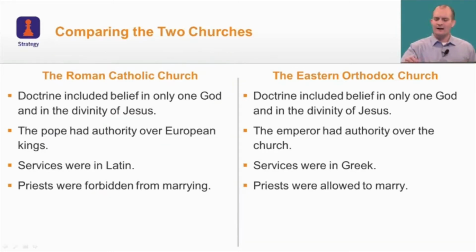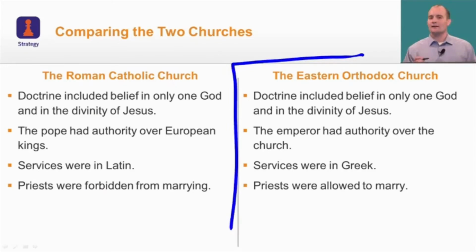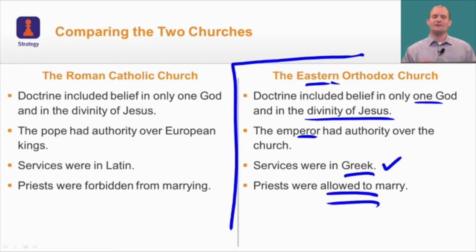Now let's compare that to the Eastern Orthodox Church, where doctrine included belief in only one God and the divinity of Jesus. Same. They both had the same basic beliefs, but that's where it begins to break down. In the Eastern Orthodox Church, the emperor had authority over the church, services were in Greek, and finally, the priests were allowed to marry.